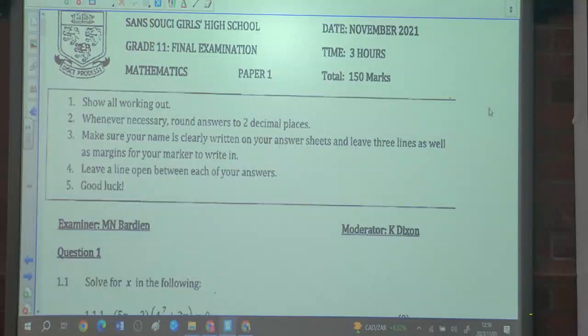Marks. Okay, good afternoon class. So today we're looking at last year's, not last year, 2021's paper 1.